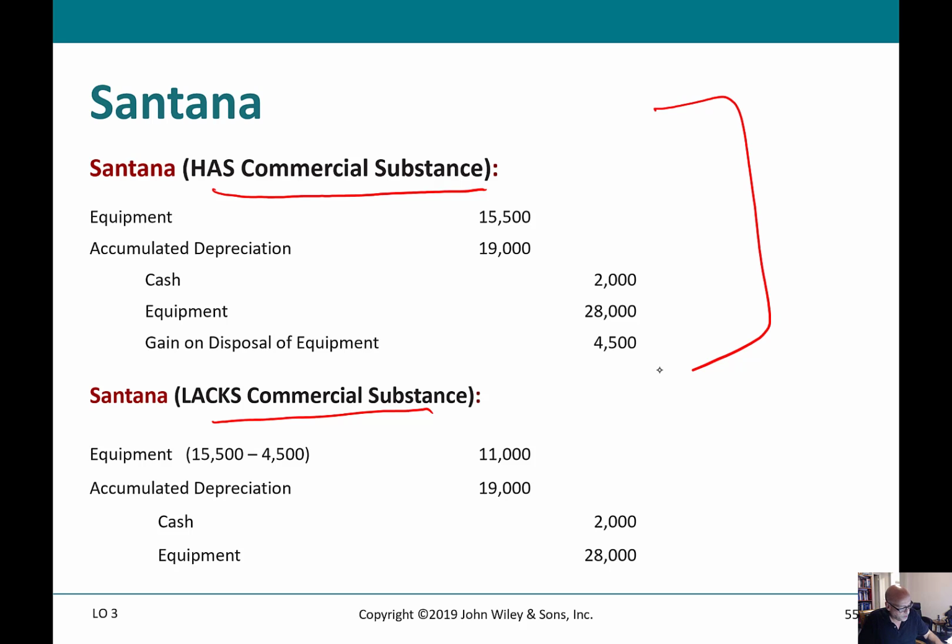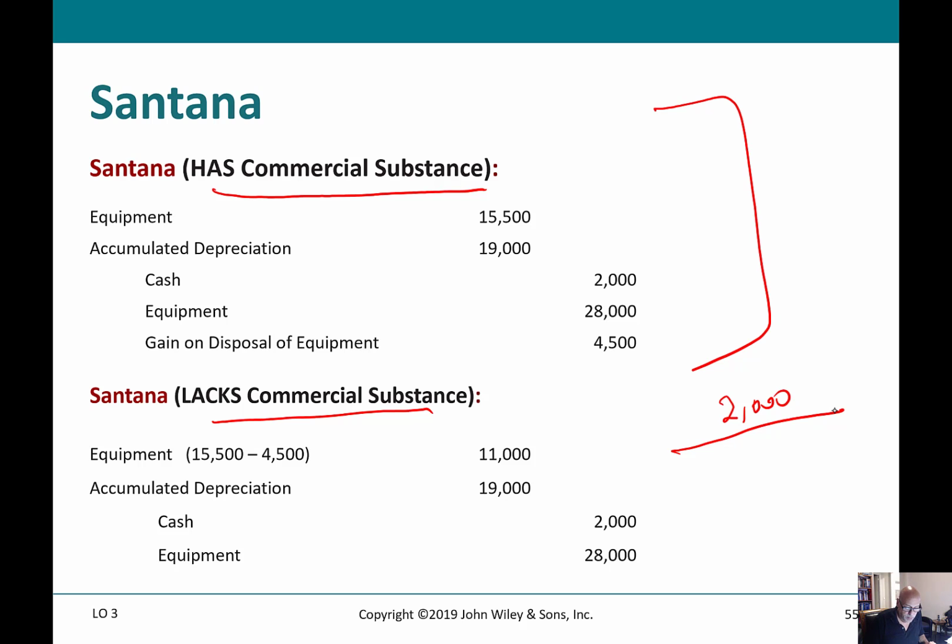And when it lacks commercial substance, now we have to go through the process to say, okay, we're in a situation where we're not going to take any gain because the transaction lacks commercial substance. We don't take a gain because when we look at the cash that was received, it was 2,000. And then we're going to do what? The cash that was paid here, the cash involved.